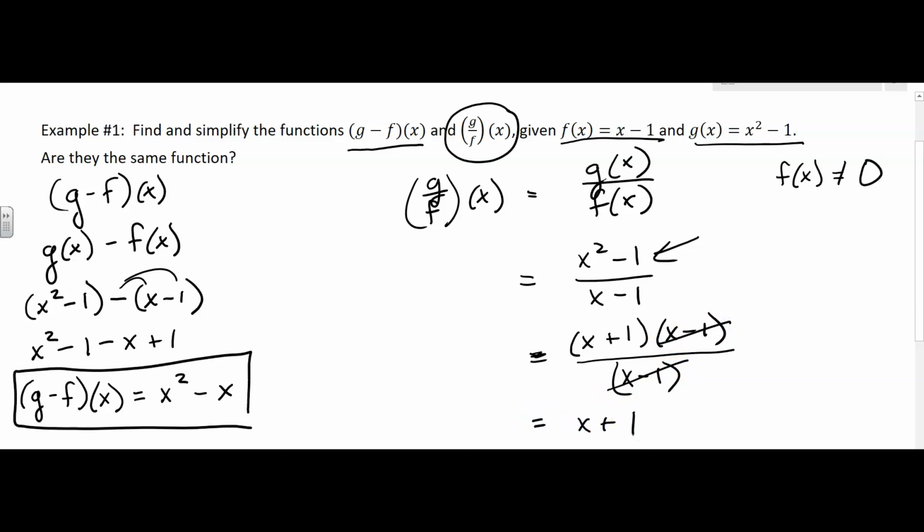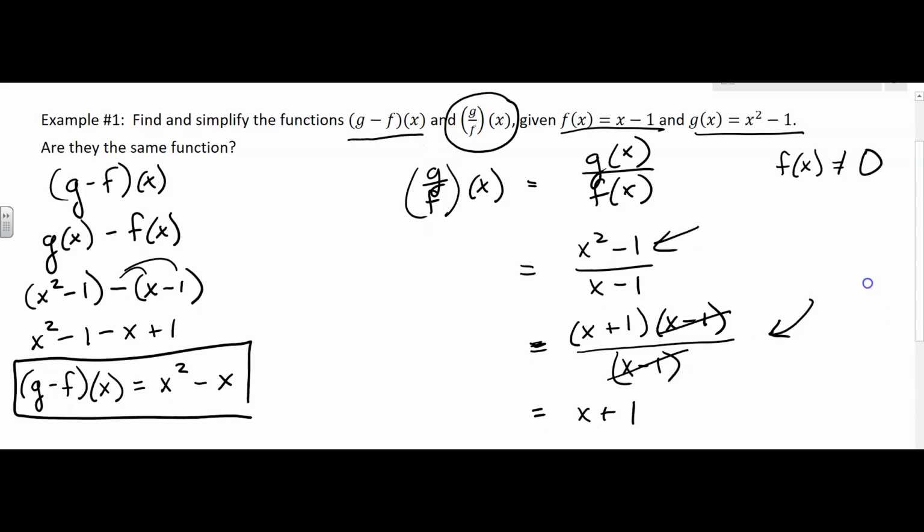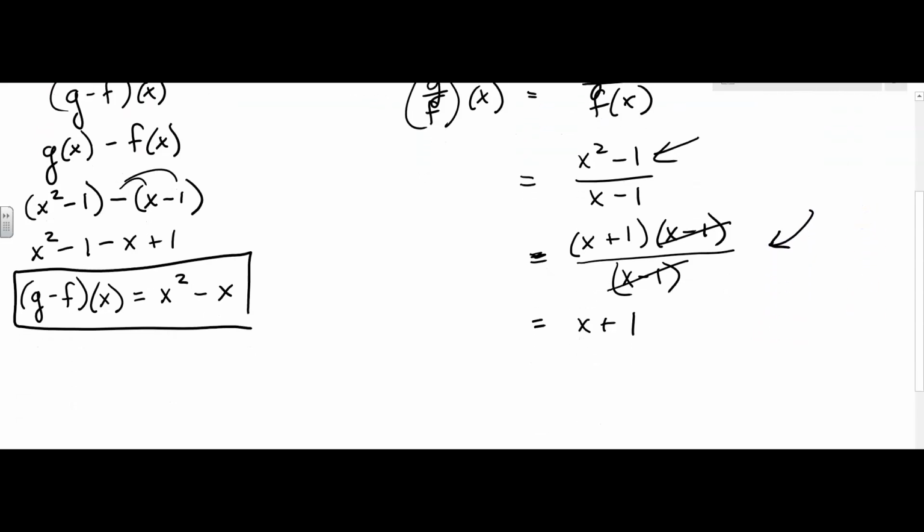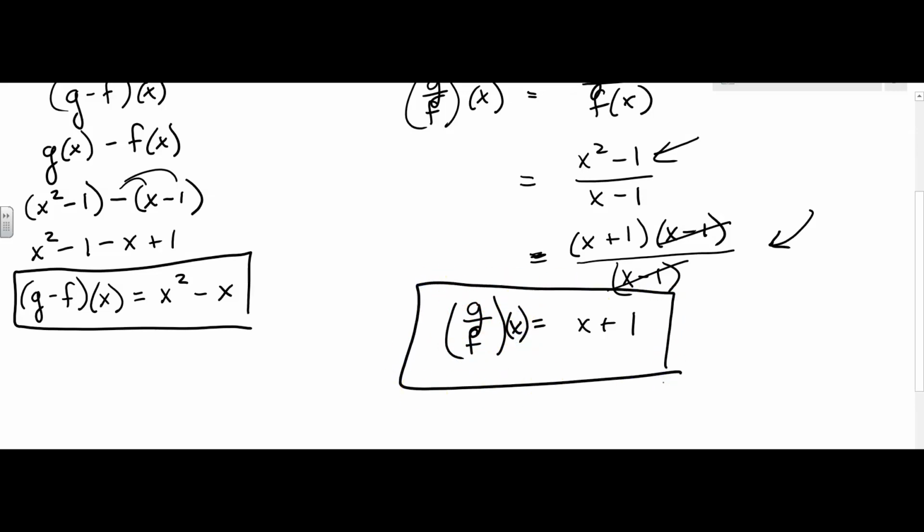If anybody were to ask, you could say, oh, by the way, x cannot equal 1. Now you might say, well, what about that, though, that canceled? You have to go by those original functions, but we're not going to worry about that right now. Okay, so that would be g over f of x equals just x plus 1. Okay, so I hope that one made sense, and we'll continue on.